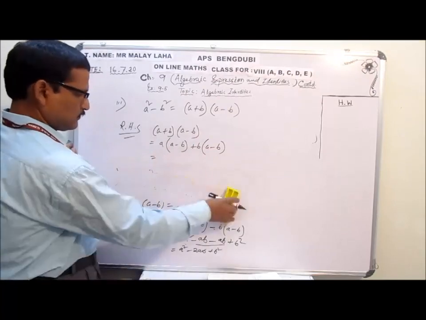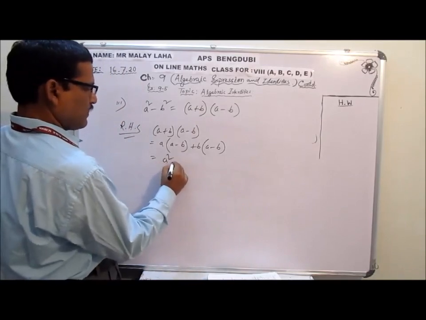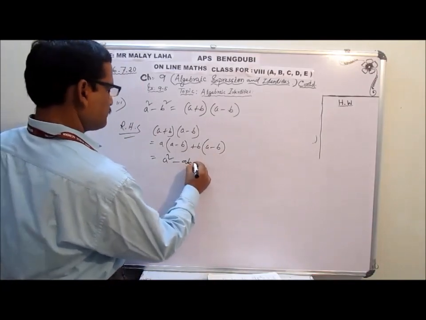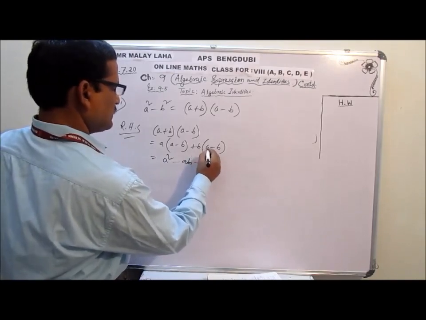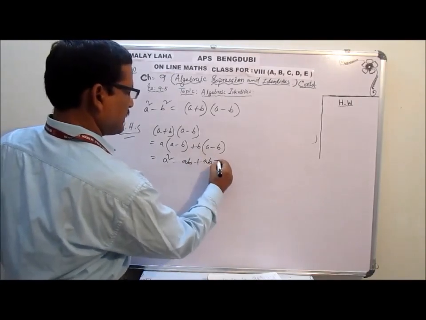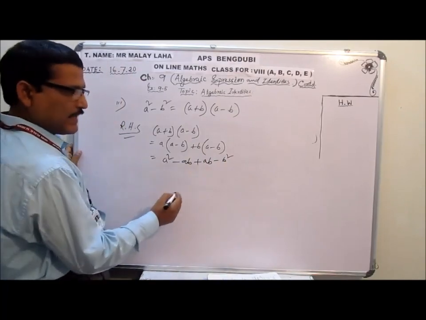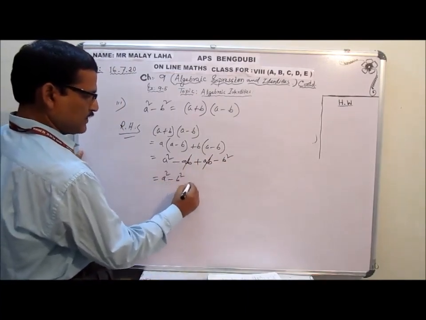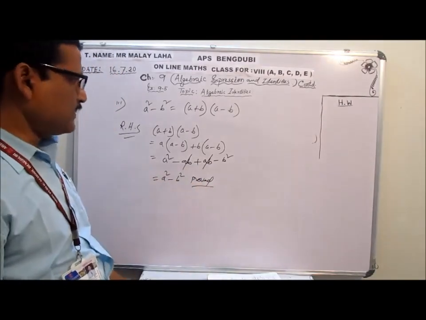So it will be a square minus ab, plus ab or ba, both are the same, plus minus minus b square. You see, minus ab and plus ab, these are the like terms. Opposite signs get cancelled. So only a square minus b square is left out. So this is proved. Understand my point? We are getting this form.